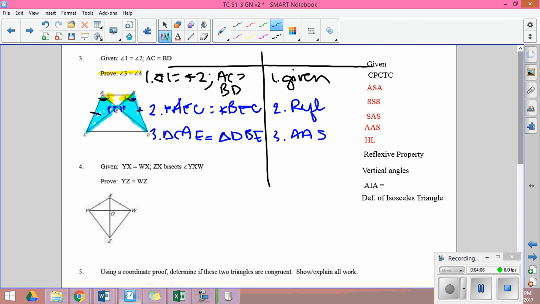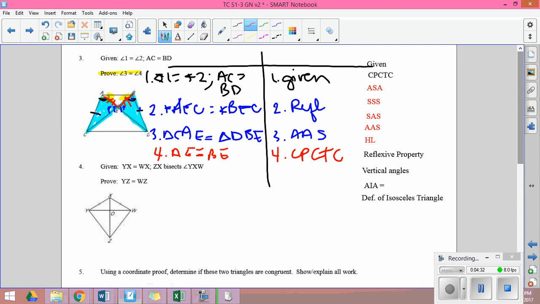What I can see happening is now I know something about AE and EB, in the fact that I know that AE equals BE by CPCTC. Those are corresponding parts of congruent triangles.